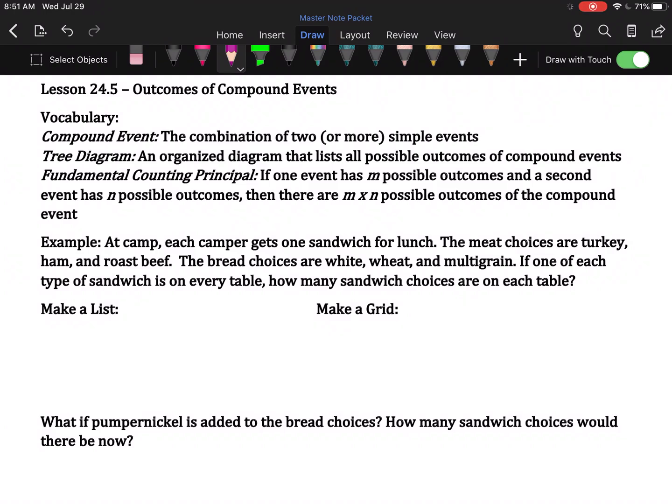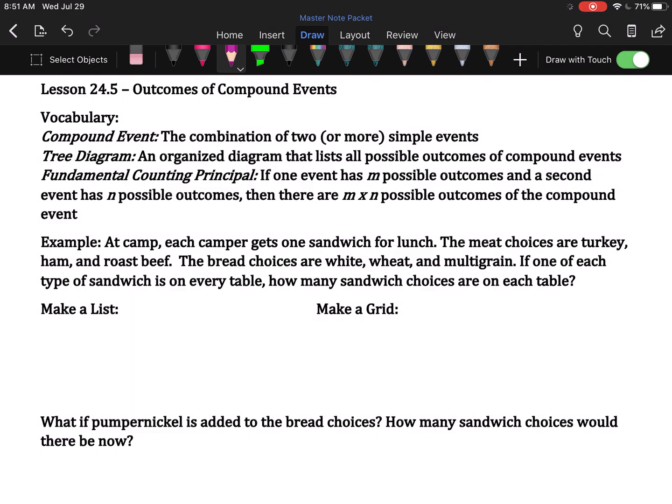Our next lesson is titled Outcomes of Compound Events. A compound event is the combination of two or more simple events. A tree diagram is an organized diagram that lists all possible outcomes of compound events. And the fundamental counting principle says if one event has m possible outcomes and a second event has n possible outcomes, then there are m times n possible outcomes for the compound event.